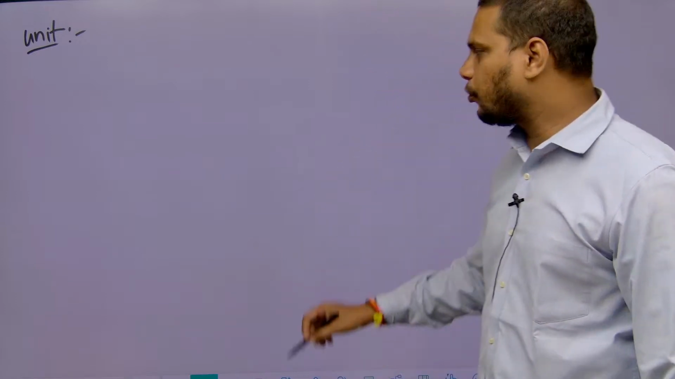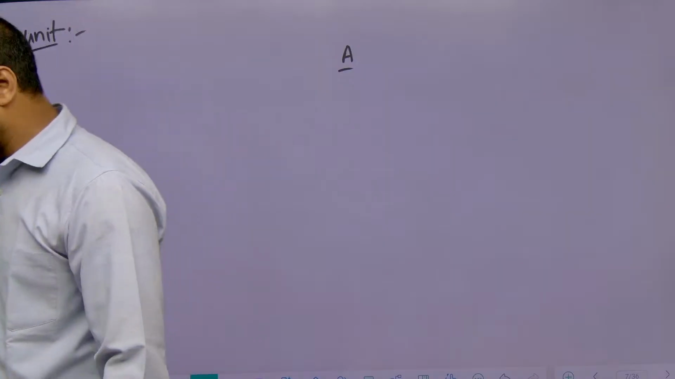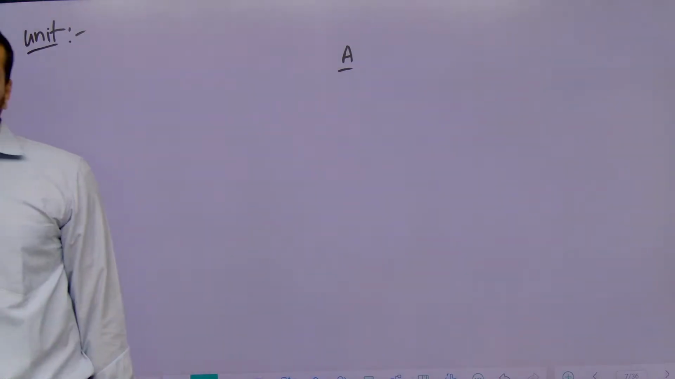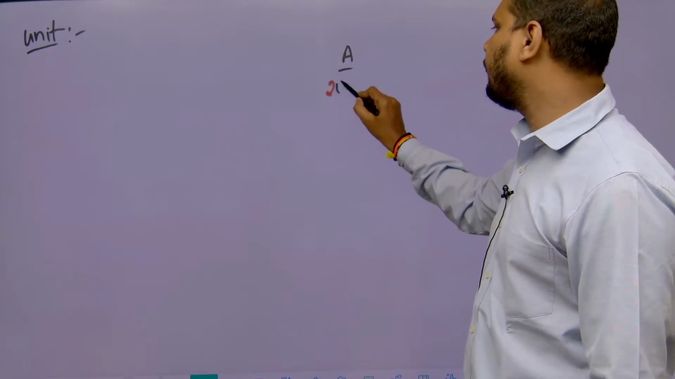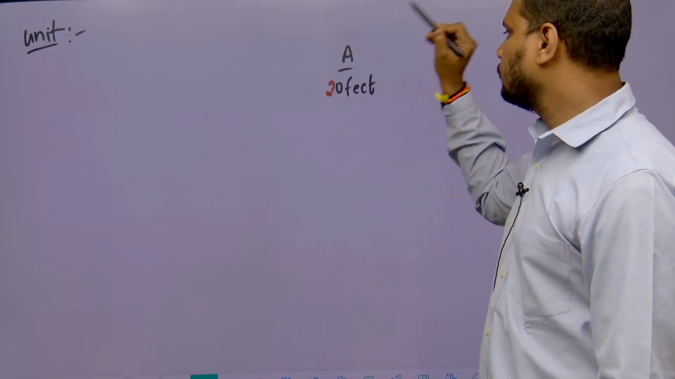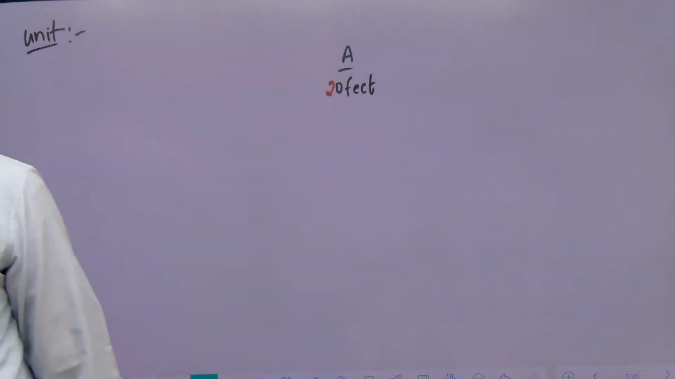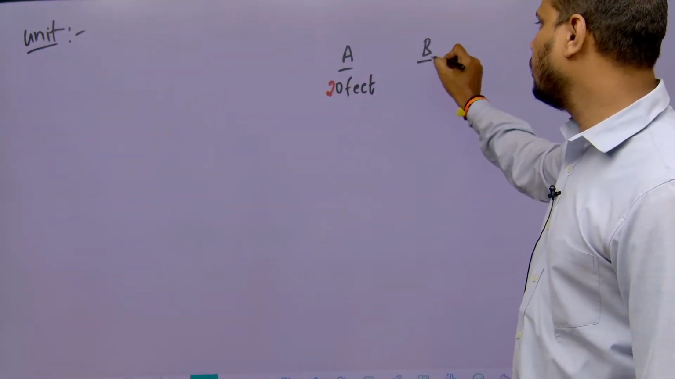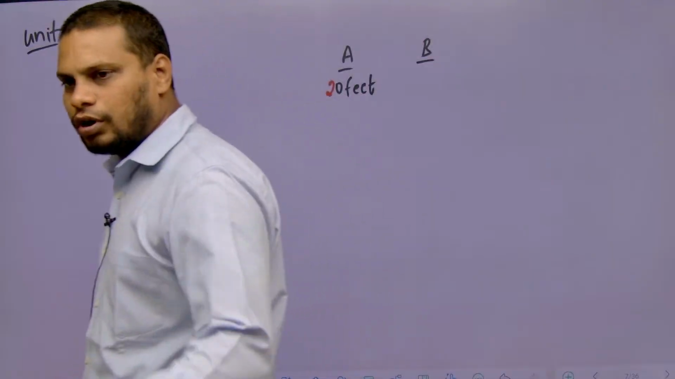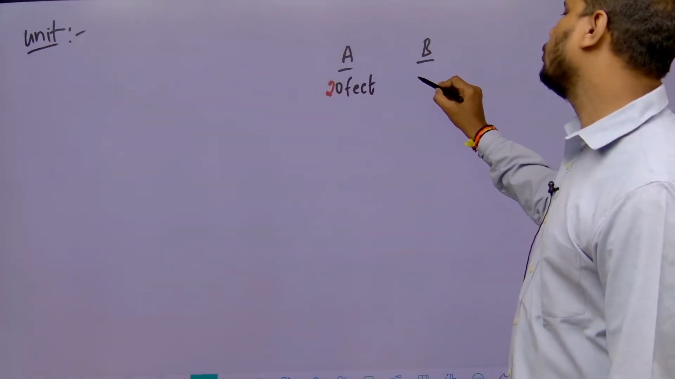Okay, for suppose student A, one student is there, he measured the distance from this wall to that wall and he found the distance as, let us take some 20 feet. Okay, for suppose one more person is there, second student B, he measured the distance from this wall to that wall and he measured the distance as, let us suppose 6 meter.